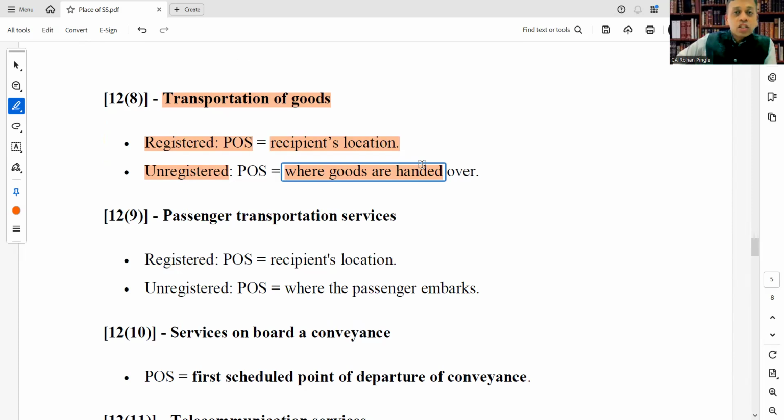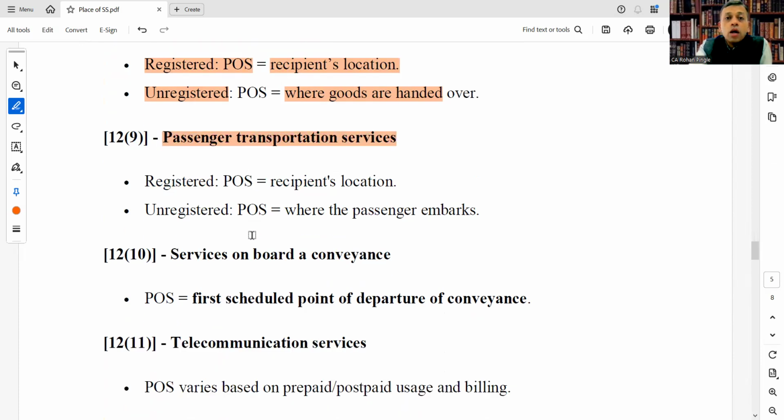Move on to the next, subsection 9 of section 12. Subsection 9 talks about passenger transportation services. Okay, passenger transportation services. Again, two scenarios: if the recipient is registered, then the place of supply will be the recipient's location. And if it is unregistered, then the place of supply is where the passenger embarks. Okay, here not where the passengers get down. Where the passenger embarks would be the place of supply.